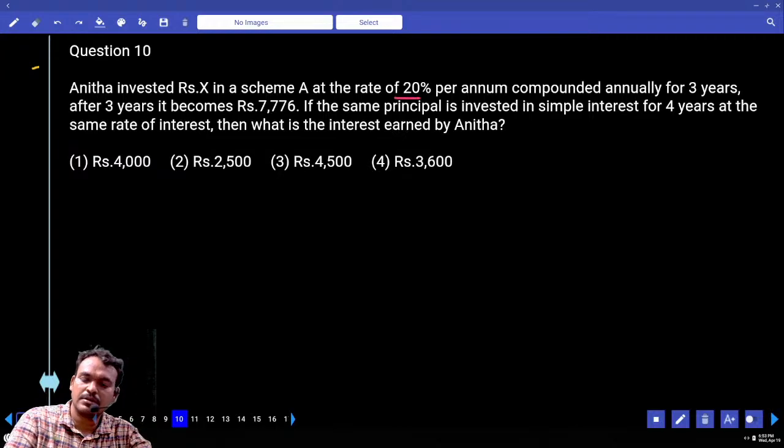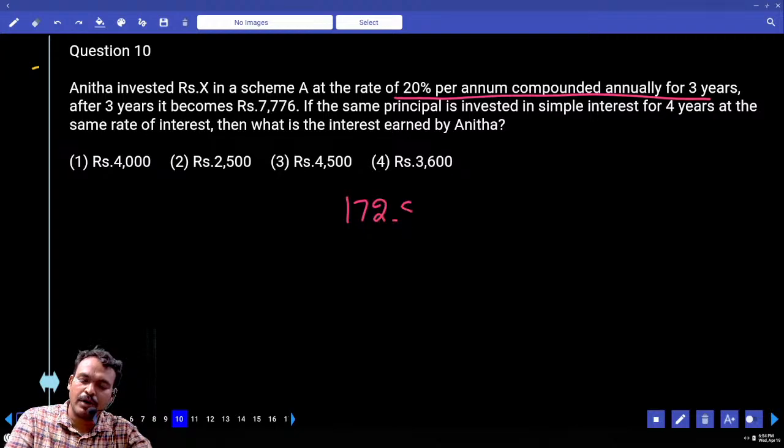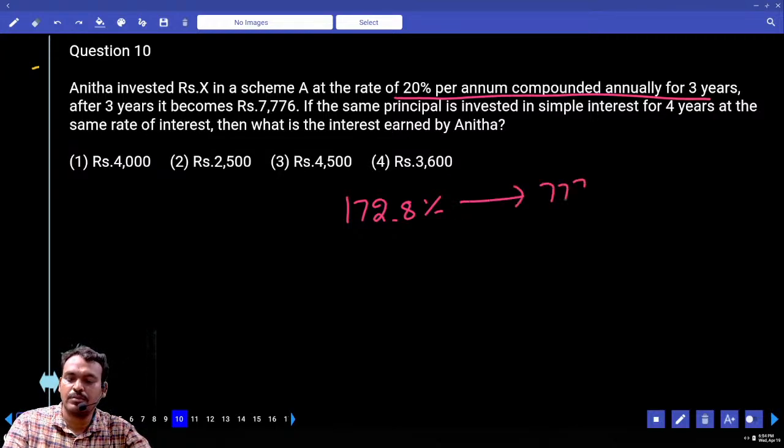What is the compound interest? 20% for 3 years, 72.8%. But the amount is how much? 172.8%. That is equal to the given value of 777.6.